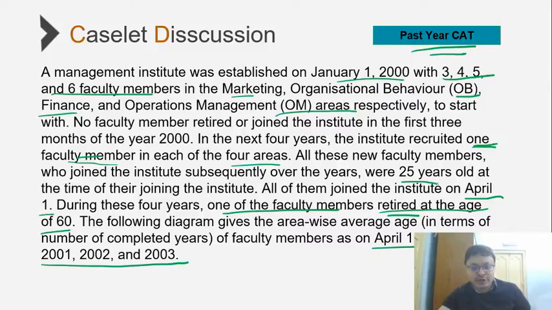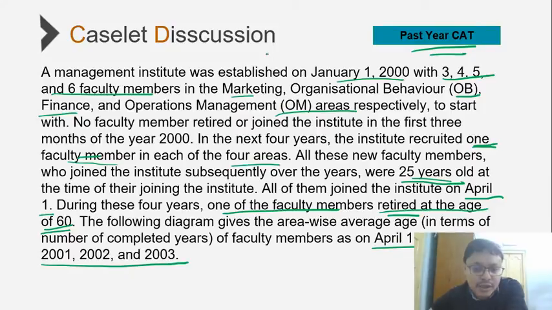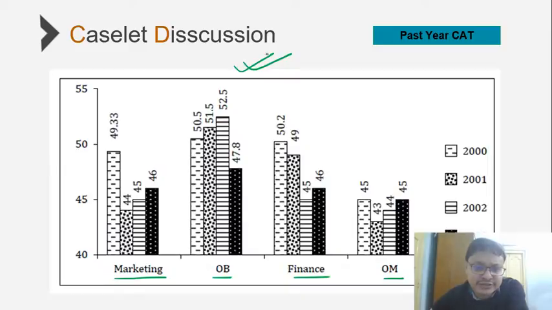Whoever joined, joined at the age of 25. Whoever retired, retired at the age of 60. So basically, this is the data in the set I need to look at and identify in which years each of the areas got the faculties joining them, as well as which is that area where there was a single faculty who left at the age of 60. Also identifying what the ages are at different points of time is what you need to do in this set.